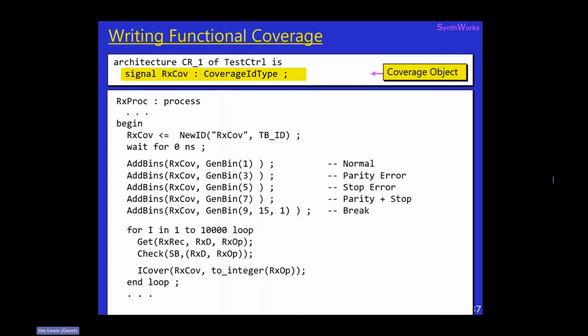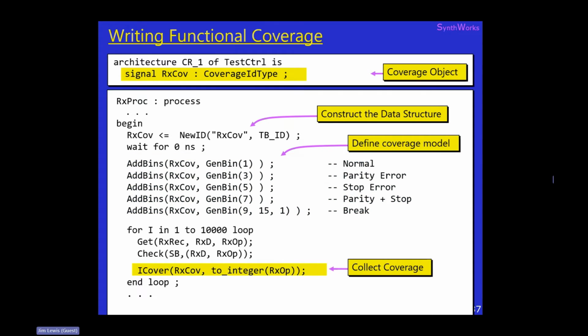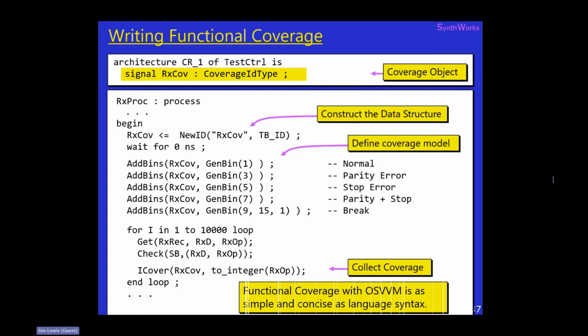Okay, so setting up code coverage in OSVVM, again, we're going back to our ID types, which are part of our singletons. We do a new ID to get an ID, which allocates stuff in our package to create the data structure. And then we add things to the coverage data structure, and we collect coverage with iCover. Pretty simple. In fact, functional coverage with OSVVM is as simple and concise as language syntax.